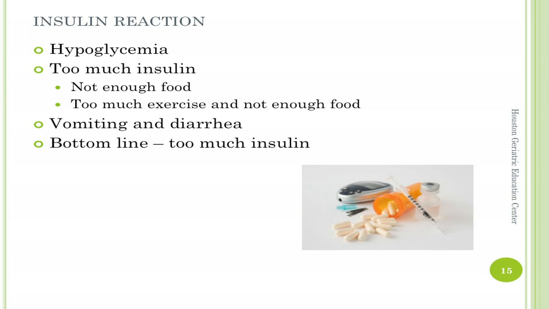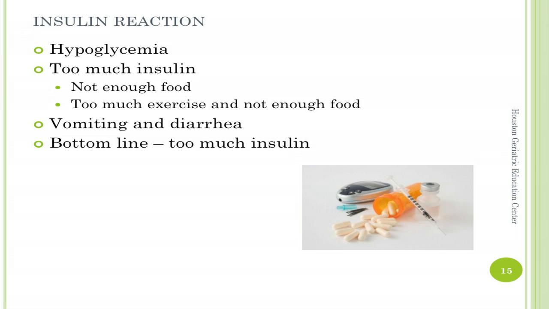It also happens if they've had too much exercise and not enough food. So that is something to think about, although I don't think it's the more common situation. The more common situation is that they're going to have insulin and not enough food. They could also become hypoglycemic if they have vomiting and diarrhea. So that means they most likely have something else going on that's causing the vomiting and diarrhea.